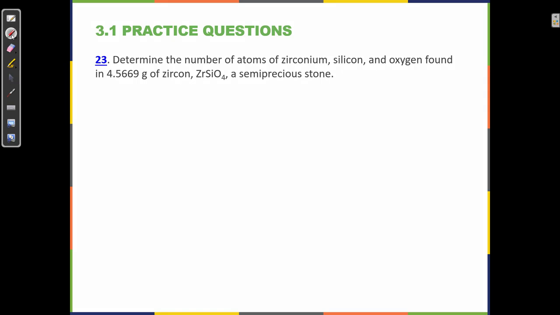Determine the number of atoms of zirconium, silicon, and oxygen found in 4.5669 grams of zircon. Here's the formula, which is a semi-precious stone. Okay, so let's think about our map that shows us how we get from one unit to another. In this case, we're starting from grams. If I start from grams, what unit can I convert grams into? Well, if I have the molar mass, which is grams per mole, then I can convert grams into moles.